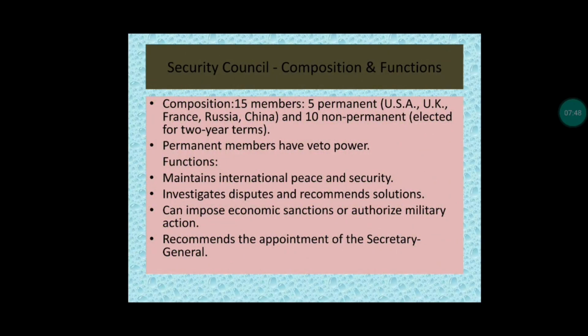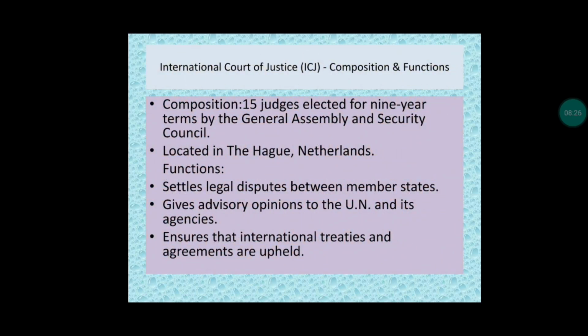Now, Security Council composition and functions. Composition: 15 members, 5 permanent: USA, UK, France, Russia, and China, and 10 non-permanent, elected for 2-year terms. Permanent members have veto power. Functions: maintains international peace and security, investigates disputes and recommends solutions, can impose economic sanctions or authorize military action, recommends the appointment of the Secretary General.